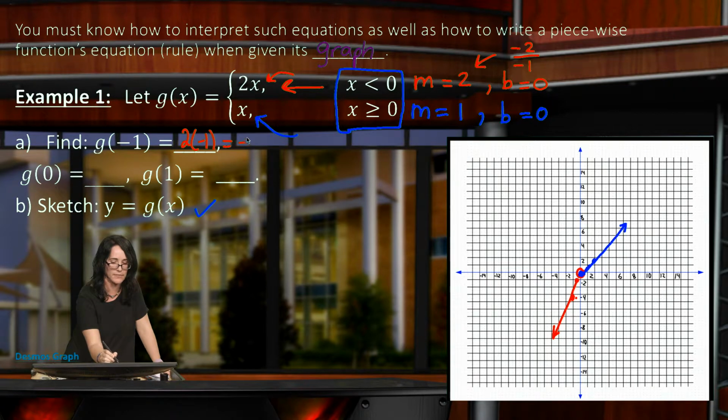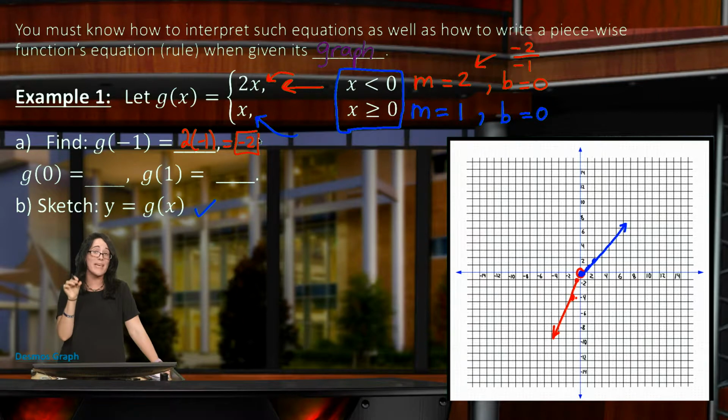is negative 2. So what does that mean? That means when x is negative 1, my y value, the output if you will, is negative 2. And that should match with my graph. If I were to go to x equaling negative 1, I should be able to go down and see my y value at negative 2 if I've graphed it correctly. Similarly, they ask us for g of 0 next. And so for g of 0, that's a little trickier because you see 0 in two places, don't you?